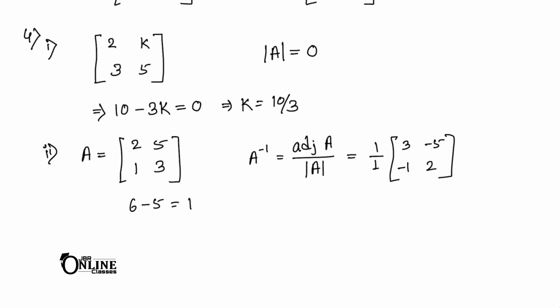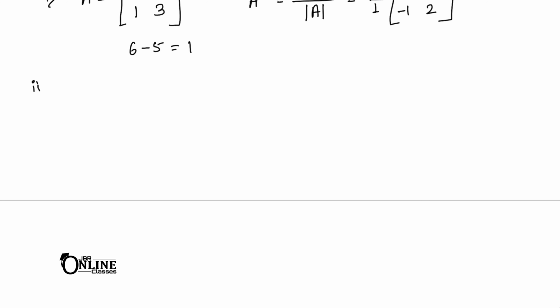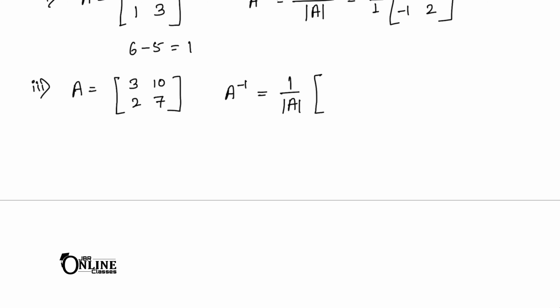Now next one, number 3. In sum number 4 3, if A equals 3 10 2 7, then again write A inverse. So A inverse means 1 by det A and then adjoint A. So here write down the adjoint, that is 7, that is 3, here minus 2, here minus 10.